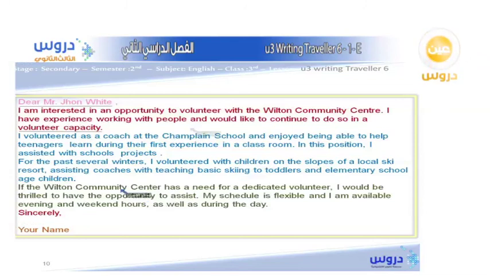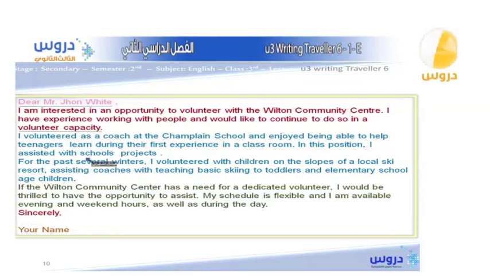So this is how to write an application. And I'm going to read it for you now quickly. So just follow with me. Dear Mr. White, I'm interested in the opportunity to volunteer with the Wilton Community Center. I have experience working with people and would like to continue to do so in a volunteer capacity. I volunteered as a coach in the Champlain School and enjoy being able to help teenagers learn during their first experience in a classroom.